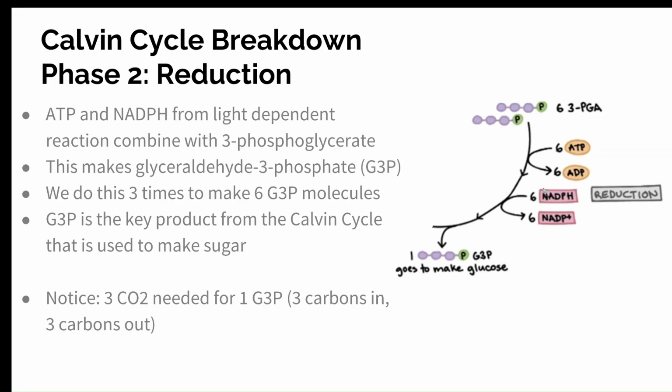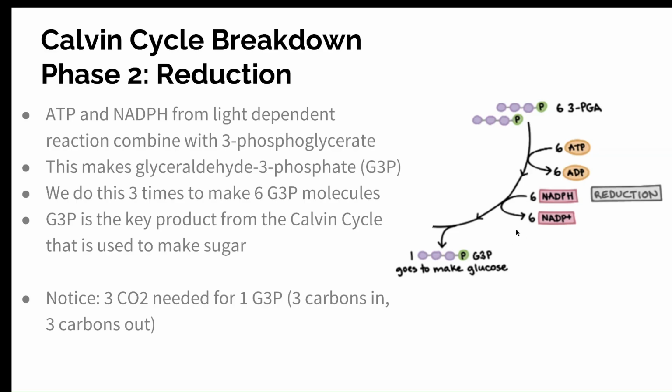The other thing that happened is that we had to break up that bond in NADPH. And so this is when that NADPH from the light dependent reaction comes into play. We use the energy from the NADPH and turn it into NADP plus when we use all of that energy to make this G3P molecule. We do this reaction 3 times to make 6 G3P molecules.